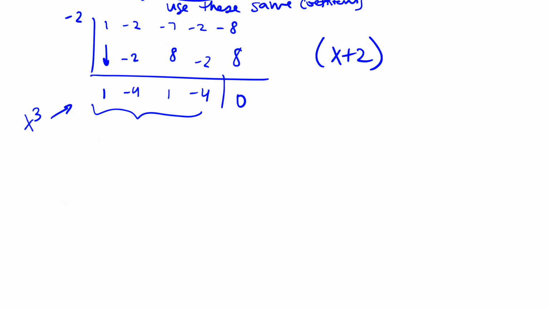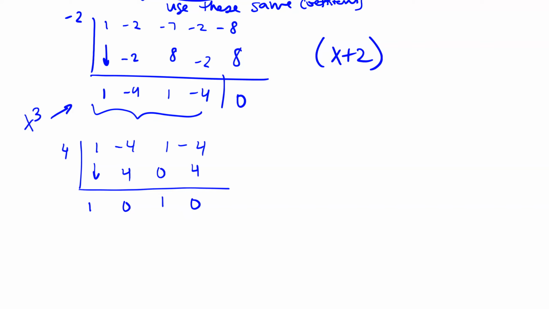Let's see. Let's do 4. Use the coefficients we just did. It goes evenly. So that means this is an x squared term. We can deal with quadratics. Let's write this out and see what it is.